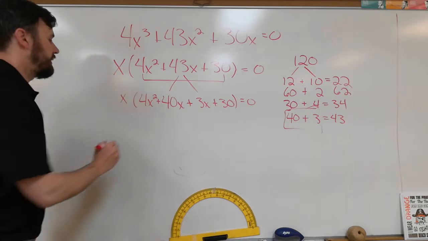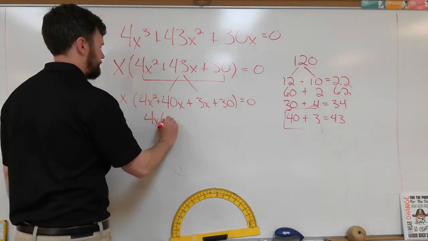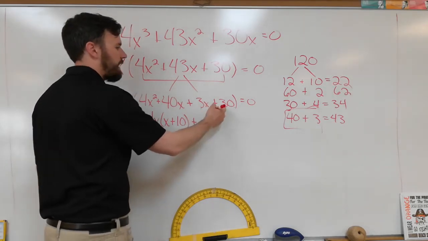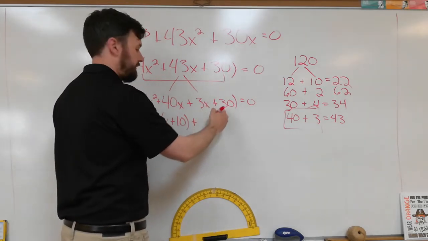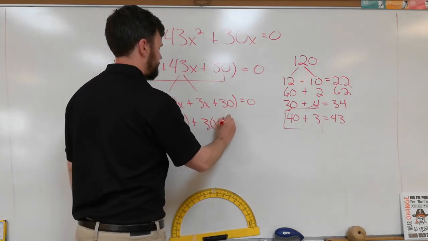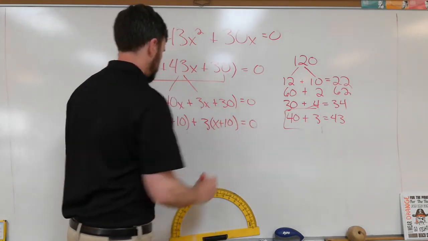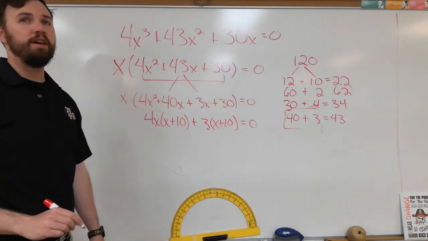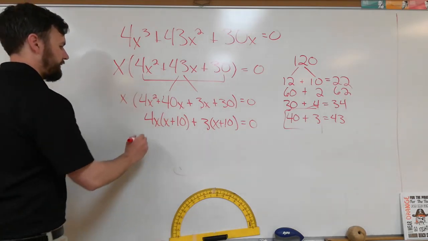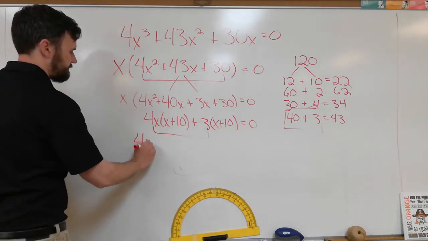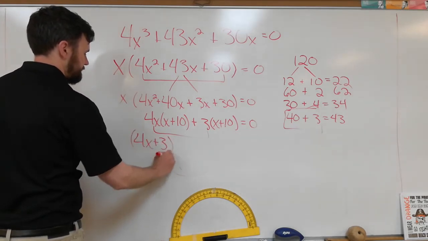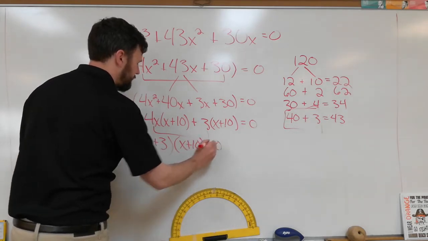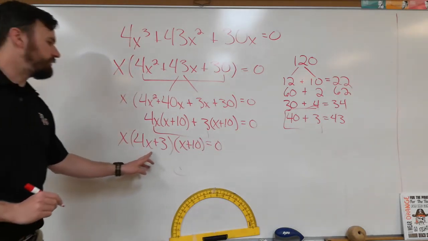What do both these have in common? A 4x? Yes, I'm going to pull a 4x. Both these have in common a 3, correct? Do these match in parentheses? Yar, so we're on the right path. So I'm going to combine these, move them up front. We did it, y'all. We factored it.